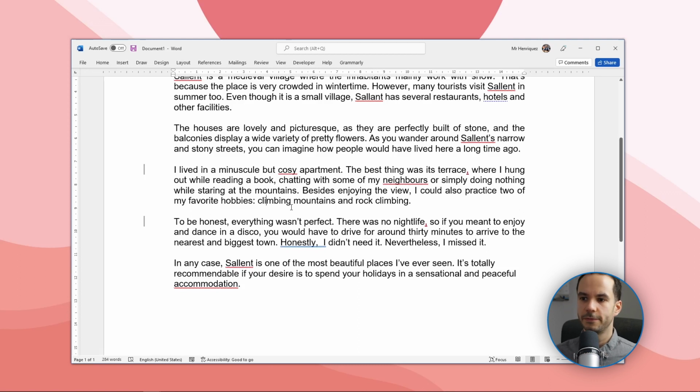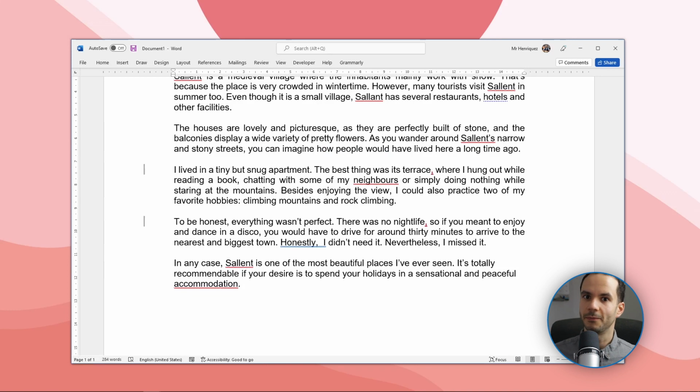I'm also going to change a few things regarding vocabulary. Cozy is a nice word, but it's used very often. And I want to use a word that's not used very often, so I'm going to change cozy into snug. I'm also going to change minuscule into the word tiny.